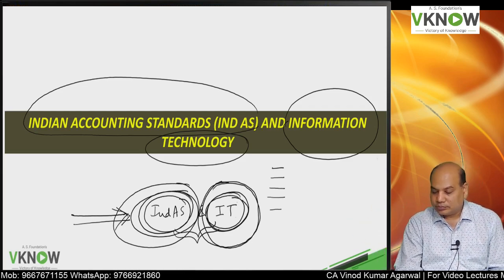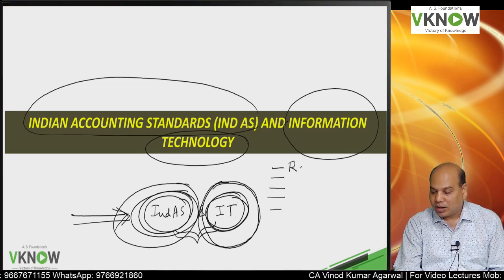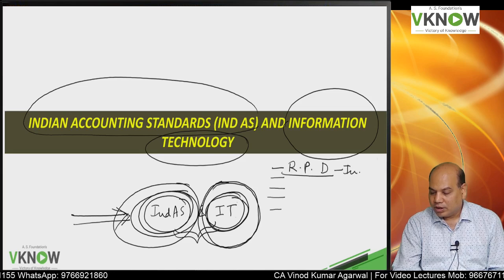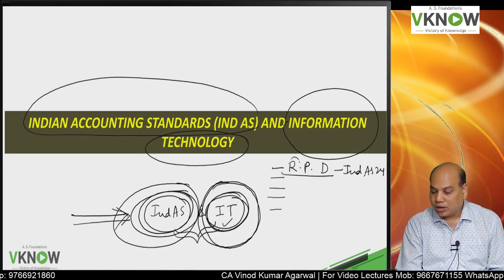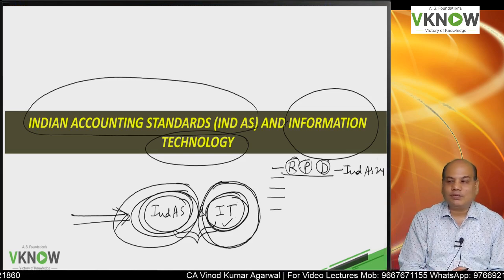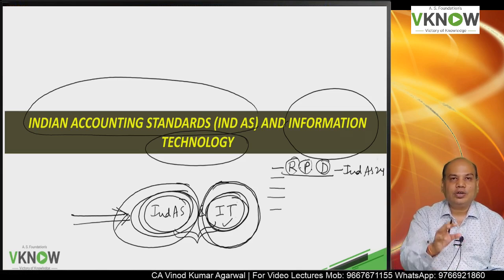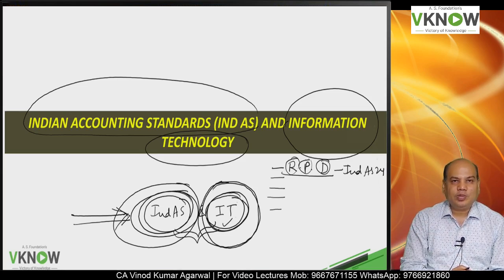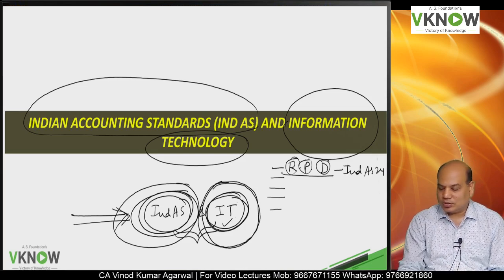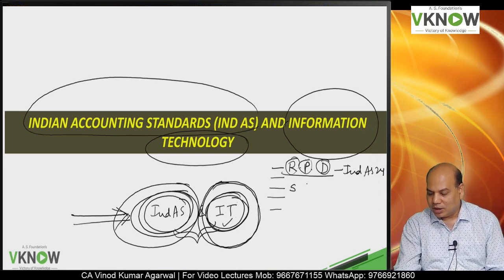For example, you will require related party disclosures under Ind AS 24. So how will IT help you here? Those who are related parties, you can mark them, you can give them some kind of code in your software. At the end of the year, all these related party transactions will be immediately fetched in no time. Second example, segment reporting.